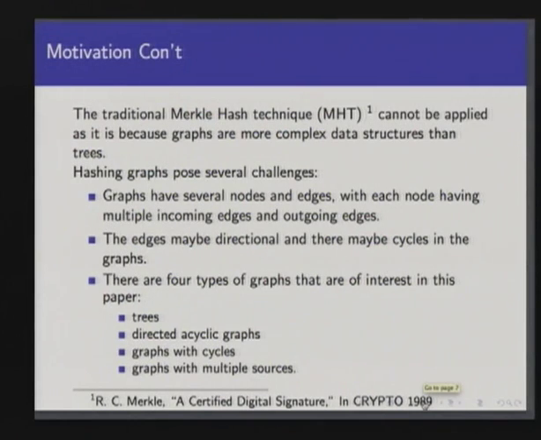So hashing graphs poses several challenges. As we know, graphs have several nodes and edges, with each node having multiple incoming and outgoing edges. The edges may be directional, and there may be cycles in the graphs. There are four types of graphs that are of interest in this presentation: trees, directed acyclic graphs, graphs with cycles, and graphs with multiple sources.